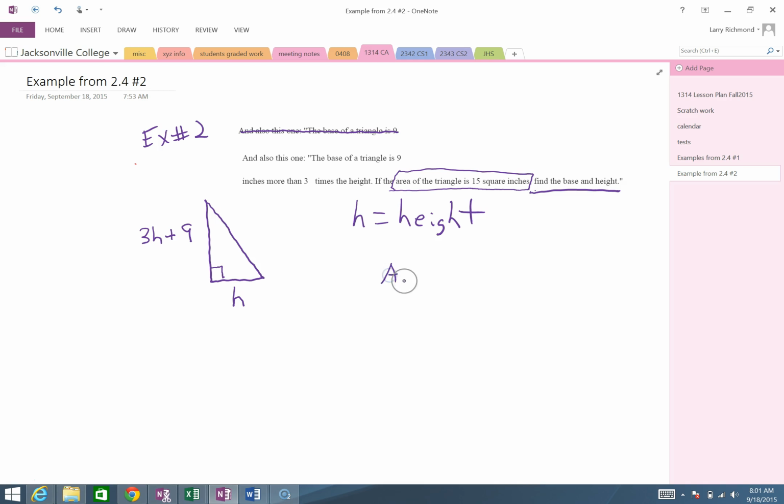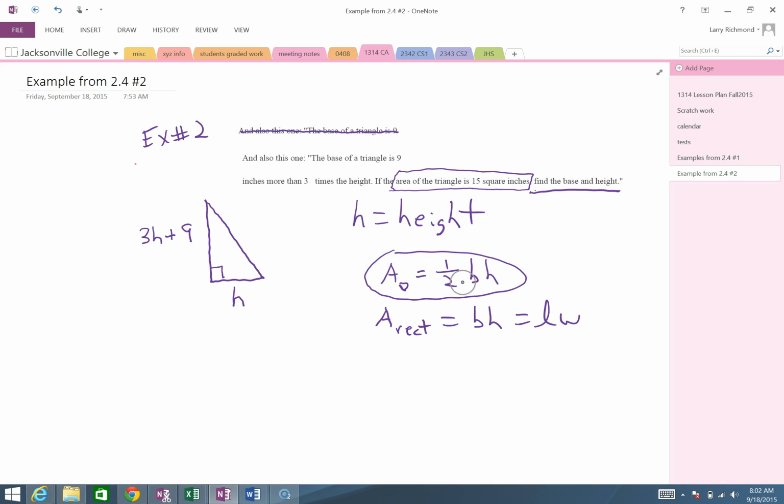Area for a triangle is 1/2 base times height. If you're dealing with a rectangle, the area of a rectangle is simply base times height, or length times width. These two terms are analogous. So I'm not using this one, I am using this one.